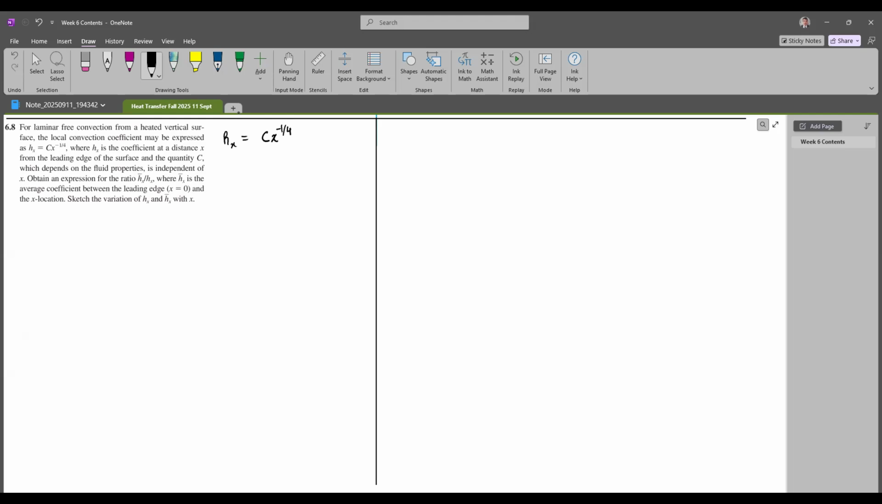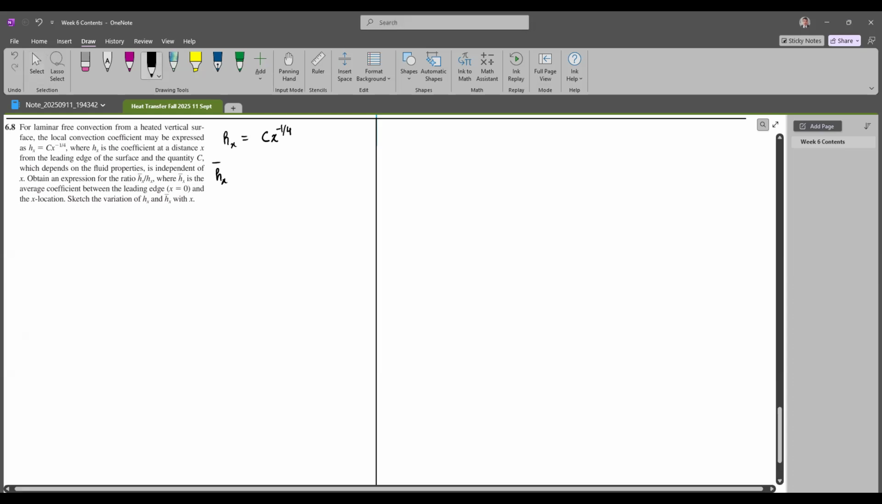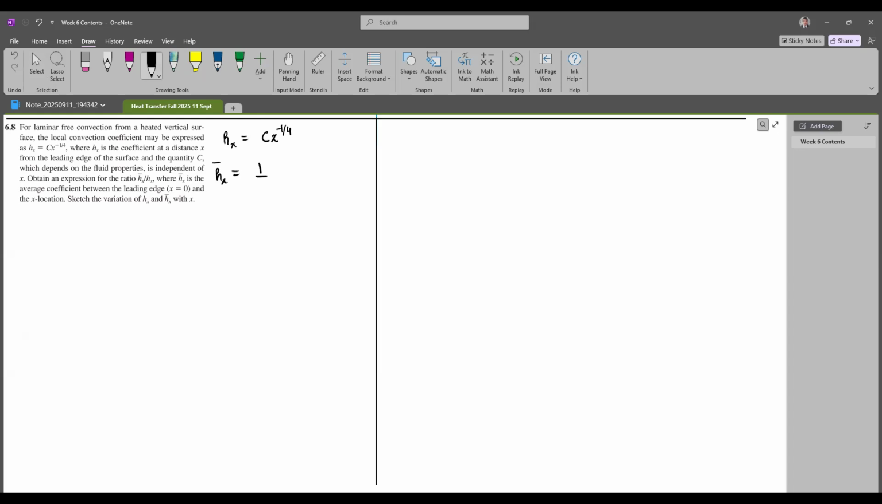And this is just the vertical plate, but the vertical plate has been discussed in the lectures, I guess. So we can solve this problem. I don't think it's a big issue. Anyways, it doesn't matter because we have been given hx as a function of x, right? So nothing is difficult here. So we just have to calculate hx bar, which is 1 over x, we have the length of the plate, right? 1 over x times the integration from 0 to x of C times x raised to the power minus 1 over 4 dx.